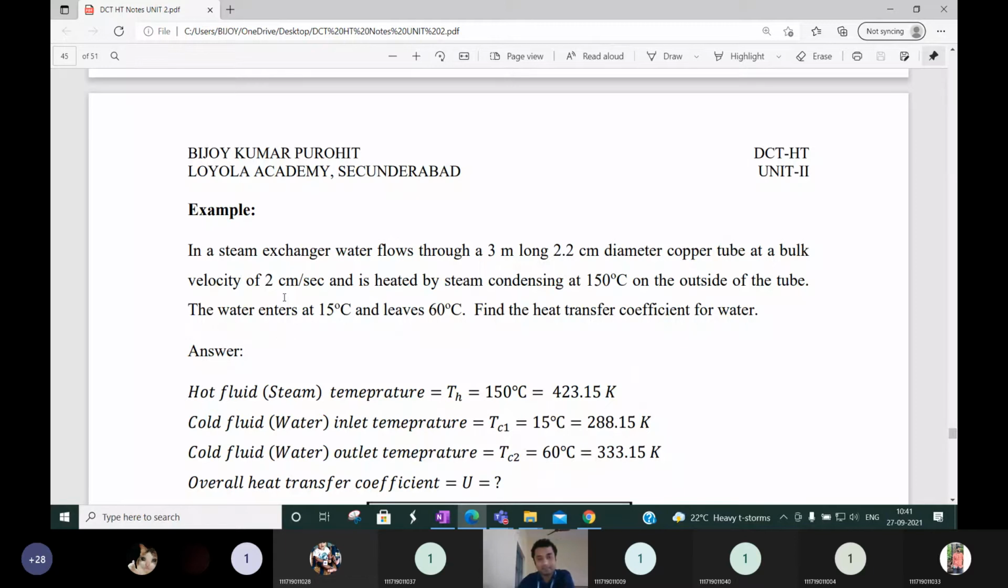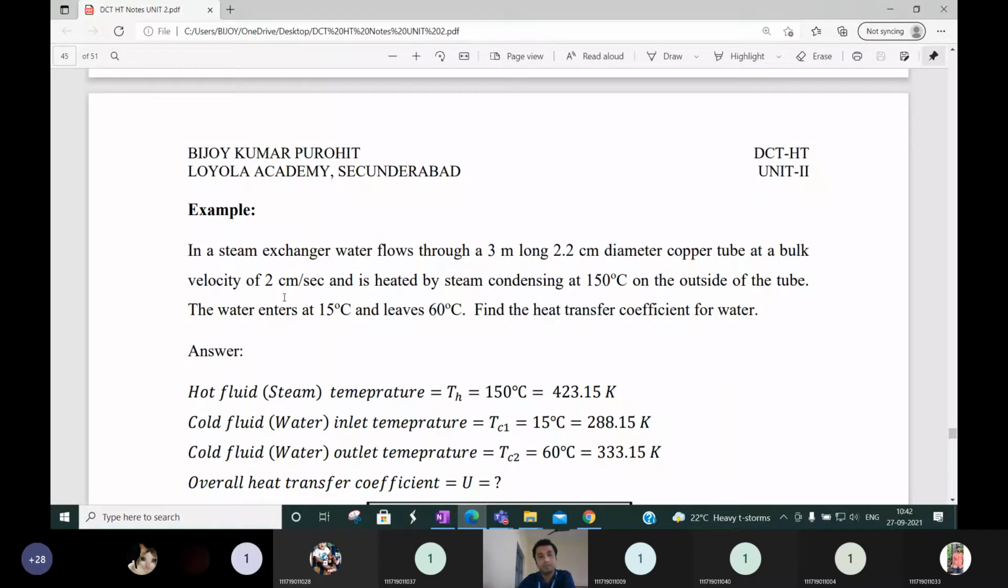In a steam exchanger, water flows through a 3 meter long, 2.2 centimeter diameter copper tube at a flow velocity of 2 centimeter per second, and is heated by steam condensing at 150 degrees centigrade on the outer side of the tube. The water enters at 15 degrees centigrade and leaves at 60 degrees centigrade. Find the heat transfer coefficient.